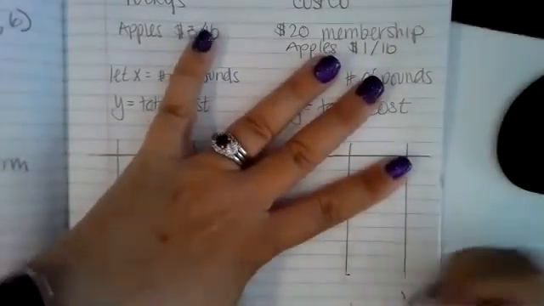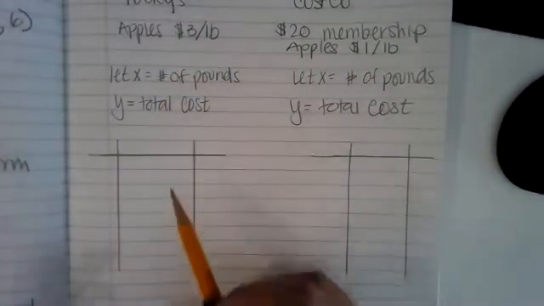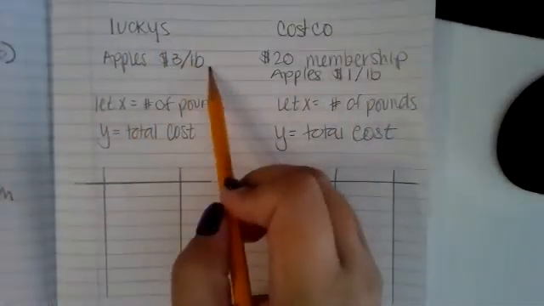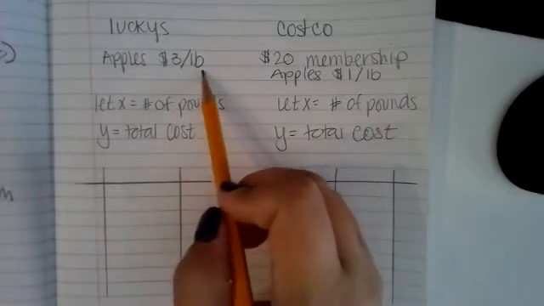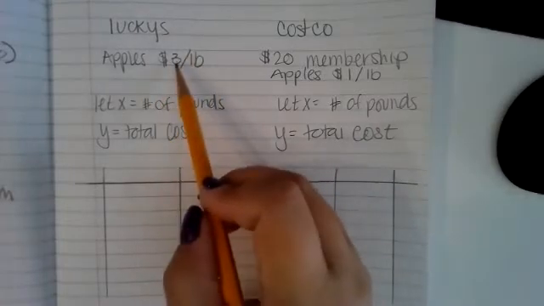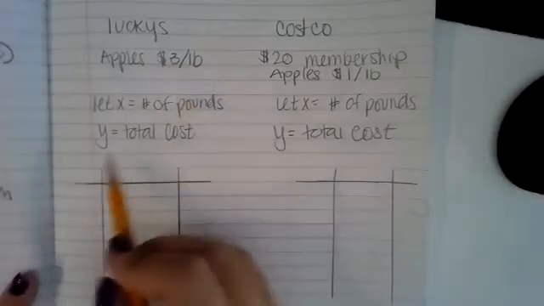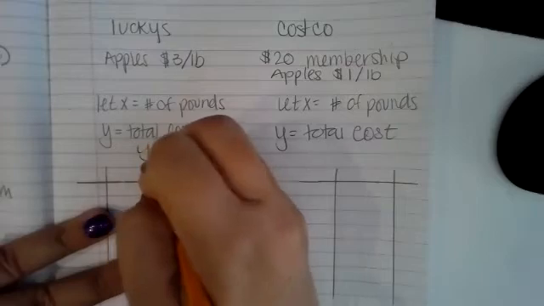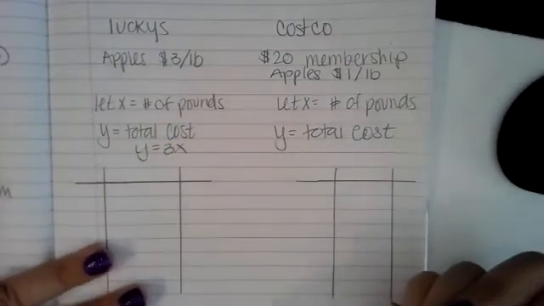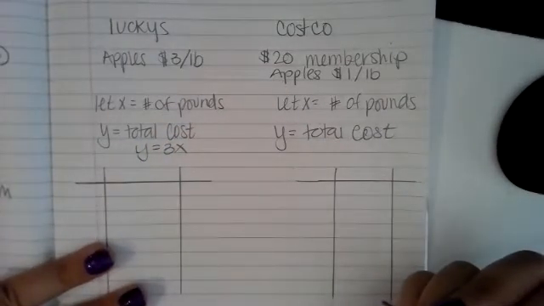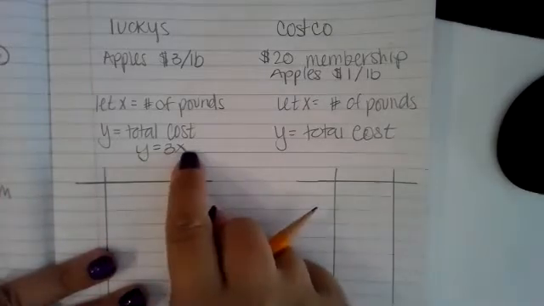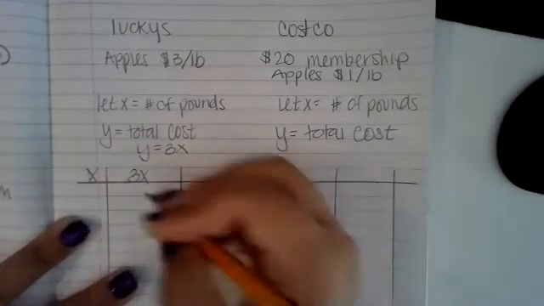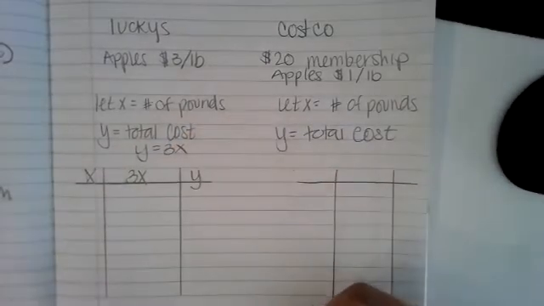Okay, so I have my input-output tables here. Now, in this situation for Lucky's, Lucky's is $3 per pound. Because it's per pound, we can identify that as the rate. So the equation that would need to be written here is y equals 3x. This right here is my equation. So then on my table, these are my x values, 3x is the math that needs to happen, and y is my output, the total cost.